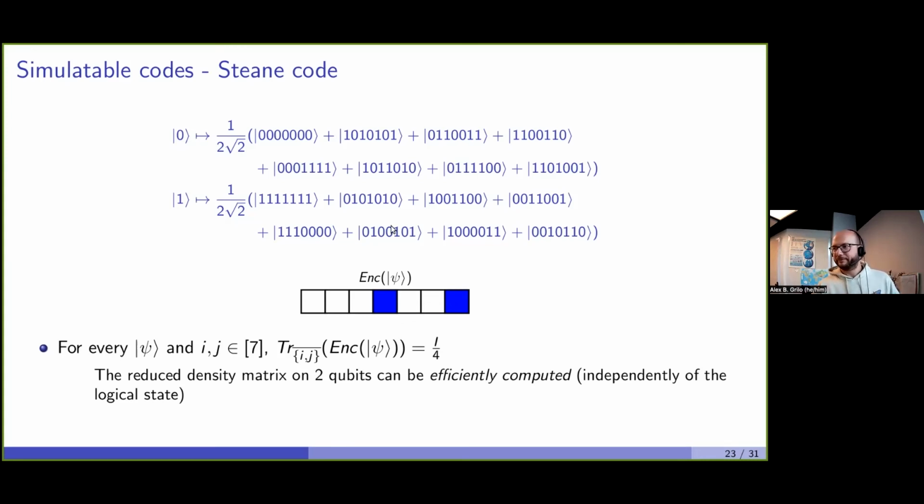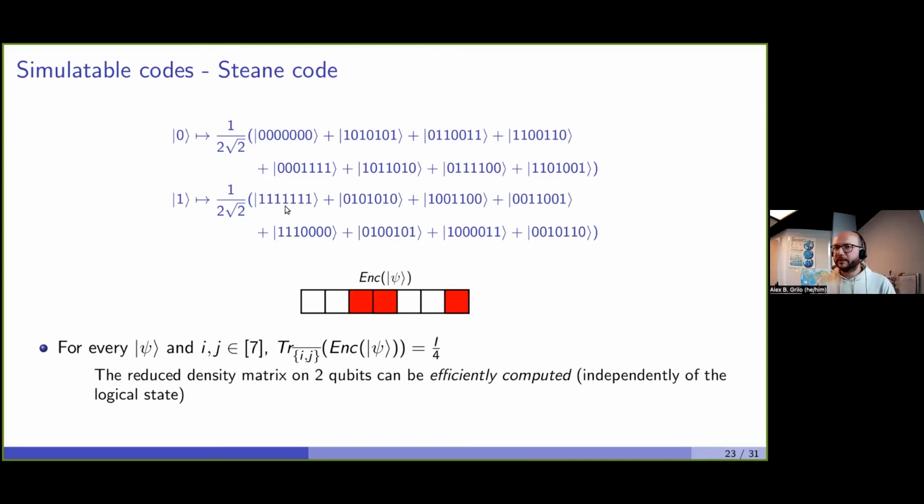generalize it now. Because the problem is that whenever you have 3 qubits, then it starts being a problem. When you have 3 qubits, now you cannot simulate it anymore. Because if you pick, for example, the first 3 qubits of the encoding of 0, you have the 0, 0, 0 here, but you don't have the 0, 0 below. So these 2 density matrices, they are different.